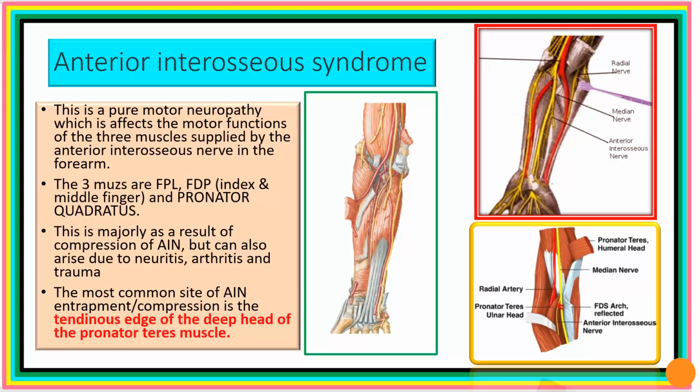Anterior interosseous syndrome is actually a pure motor neuropathy, and it will affect the motor functions of the 3 muscles that are supplied by the anterior interosseous nerve in the forearm. Anterior interosseous nerve, remember, is one of the branches of the median nerve.